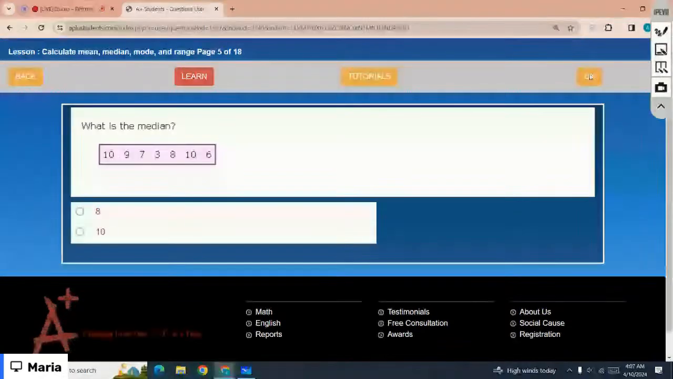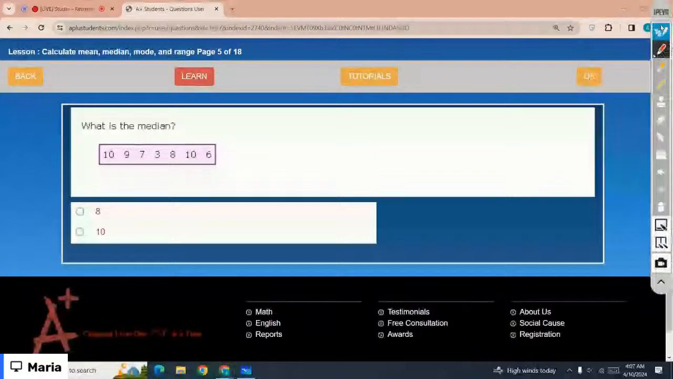What is the median? Again, you need to arrange them from least to greatest. So let's just arrange them. They are 3, 6, 7, 8, 9, 10, and 10, right? So which is the median? Which is the correct option?